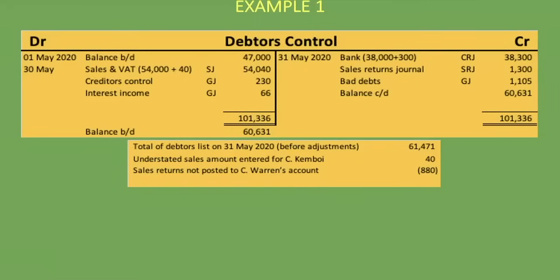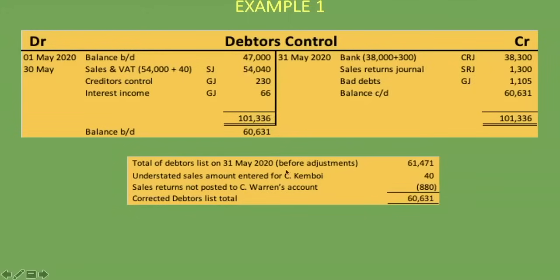And now once we've done that, we know that our debtors list balance here at the end of the period should be the same as the 60,631 rand. If they are not the same, you have made a mistake somewhere. So you need to go back and check where you have made the mistake. So let's check. We're now going to add the 61,471 rand plus the 40 rand minus the 880 rand, and it has to give us the same one as 60,631 rand, and we will have done everything correctly. So what does it give us here? It gives us the 60,631 rand if you calculated it as well, and that is the corrected debtors list total at the end of the month, meaning 31 May 2020.